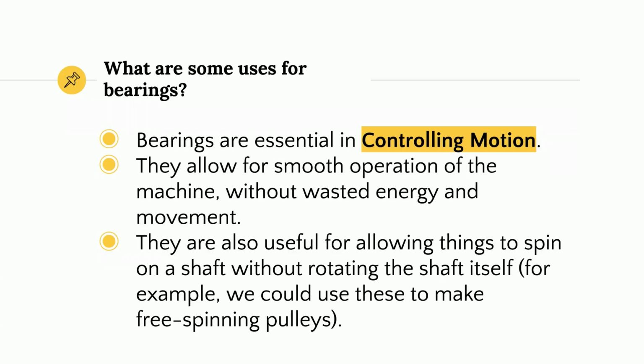So what are some uses for bearings? Bearings are essential in controlling motion. They allow for smooth operation of the machine without wasted energy and movement. They are also useful for allowing things to spin on a shaft without rotating the shaft itself. For example, we can use these to make free spinning pulleys.